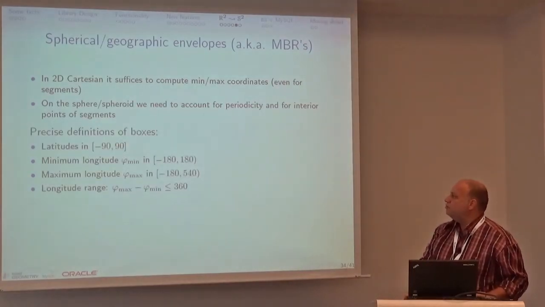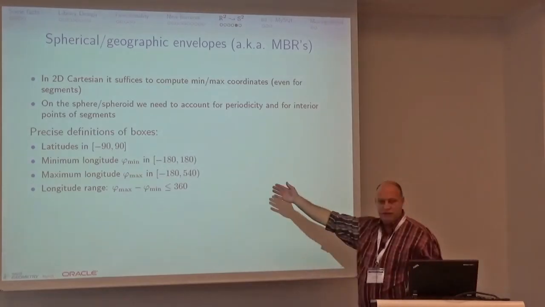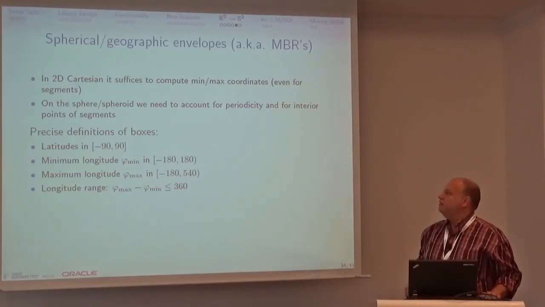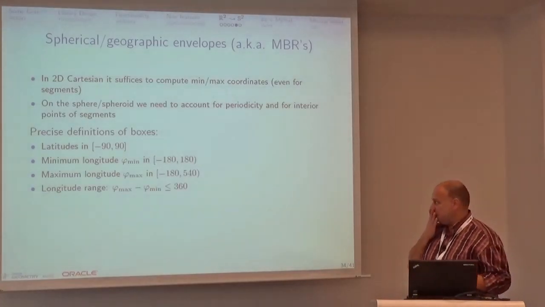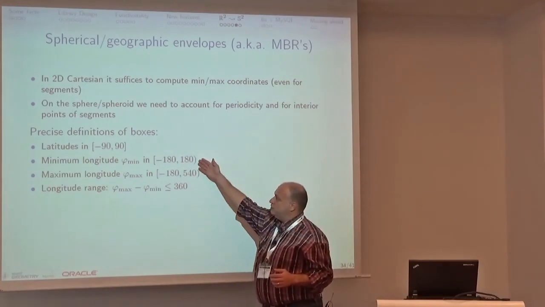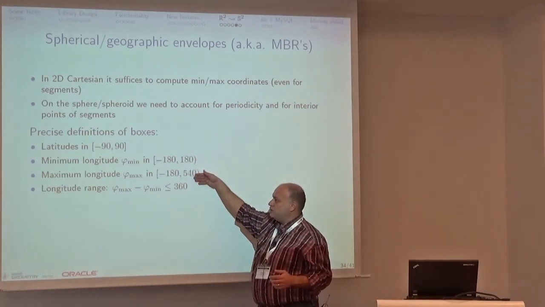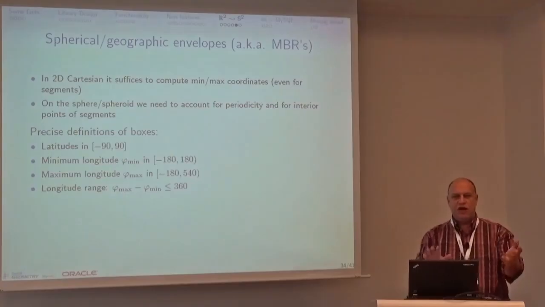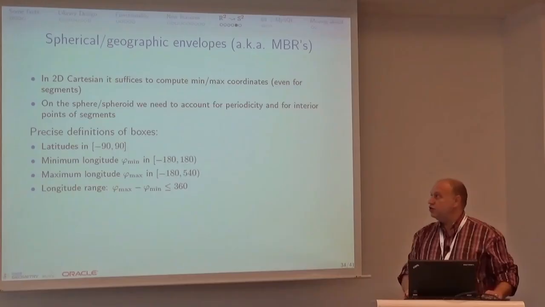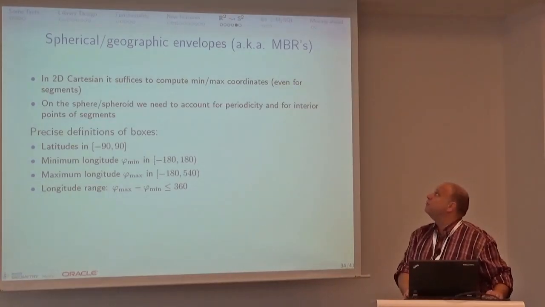And going back to how boxes should be defined, this is the actual definition of what boxes should be like. There are constraints with respect to the latitudes and the longitudes. This is what we expect for the minimum longitude, this is what we expect for the maximum longitude, and they cannot be really far away from each other. Otherwise, we have self-overlapping boxes.